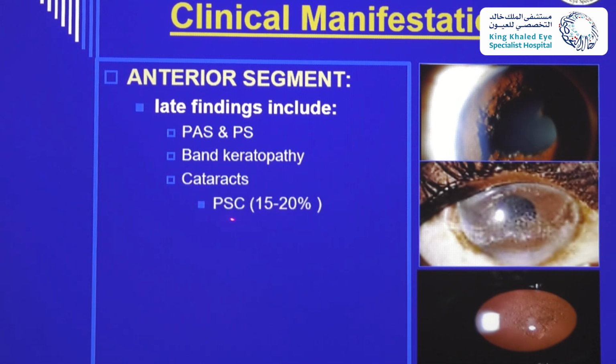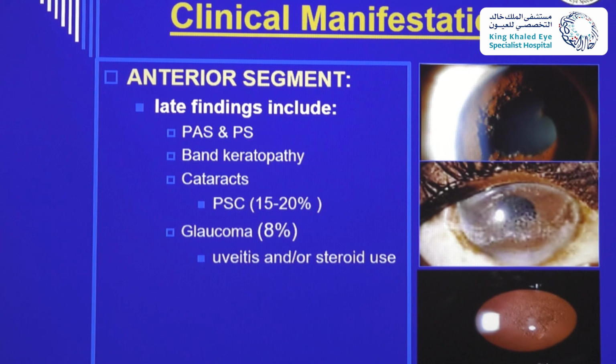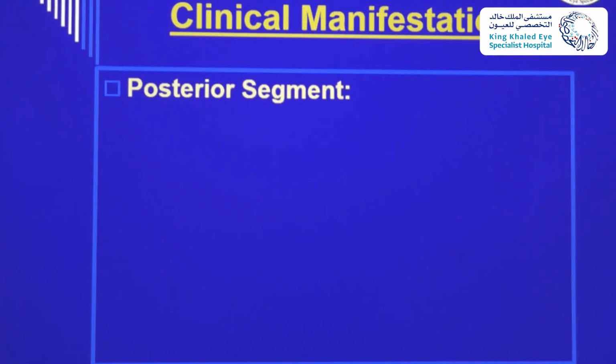Posterior subcapsular cataract, when you compare it with other types of cataract, is common, and almost 15 to 20% of patients with intermediate uveitis might have posterior subcapsular cataract. This is not because of steroid, but because of the disease itself. Glaucoma occurs in 8% of the patients, and usually it's related either to uveitis or steroid use.